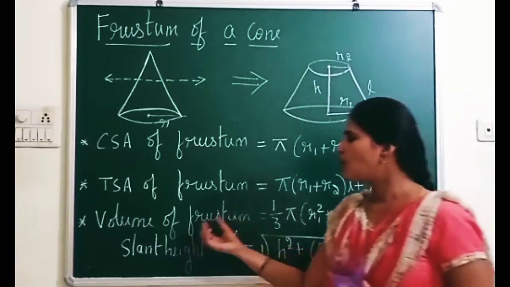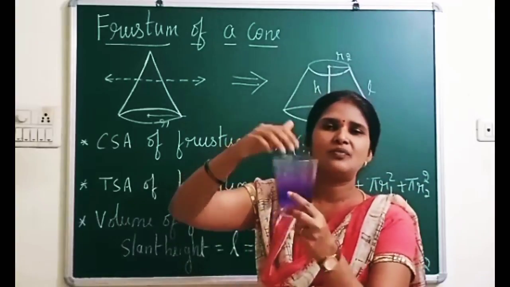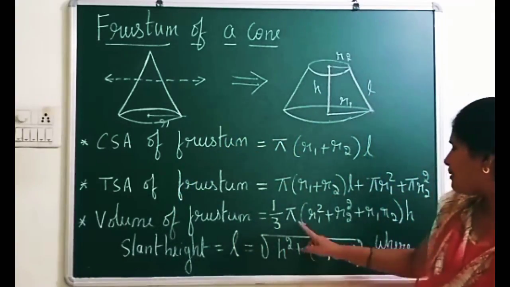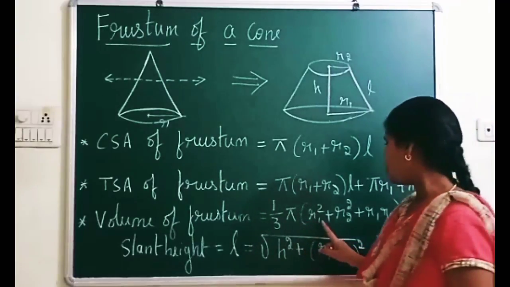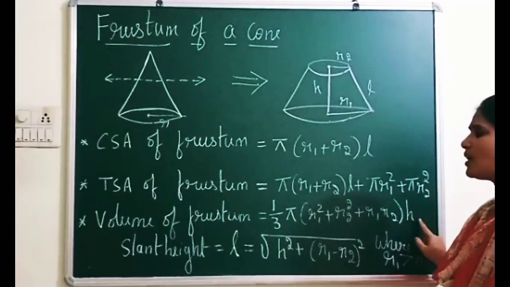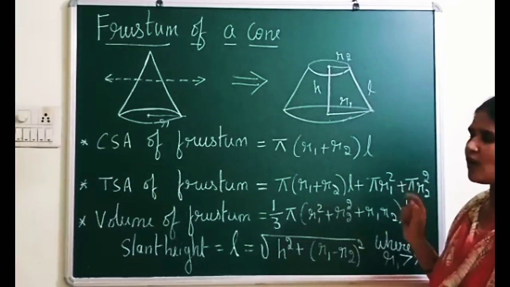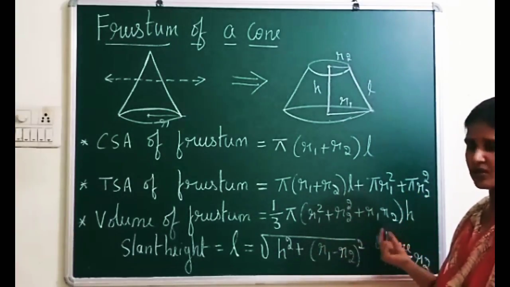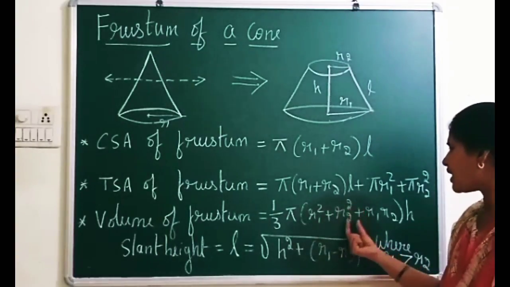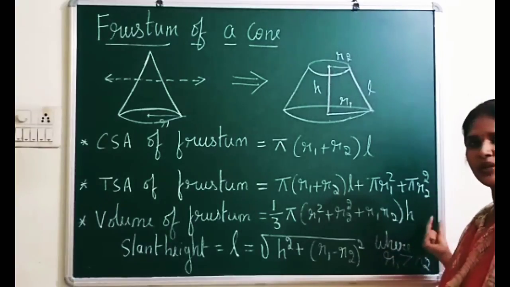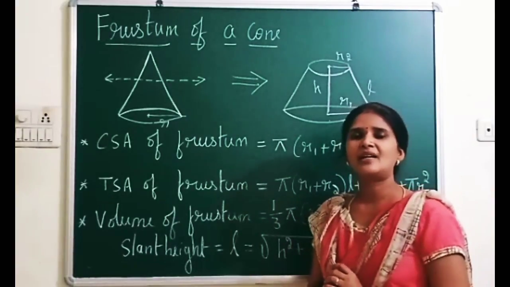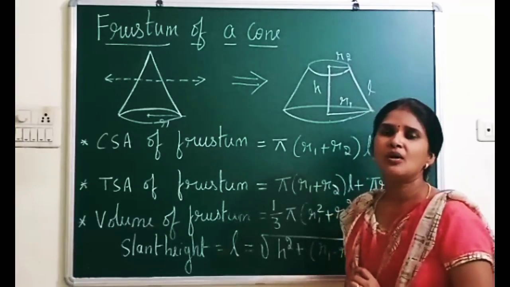Next comes volume of frustum. So what is the capacity of this frustum? Nothing but volume. So what is the volume of frustum formula? 1 by 3 pi into R1 square plus R2 square plus R1 into R2 into H. Remember the cone formula, 1 by 3 pi R square H. So here, in place of R square, you have to remember R1 square plus R2 square plus R1 into R2, into H.